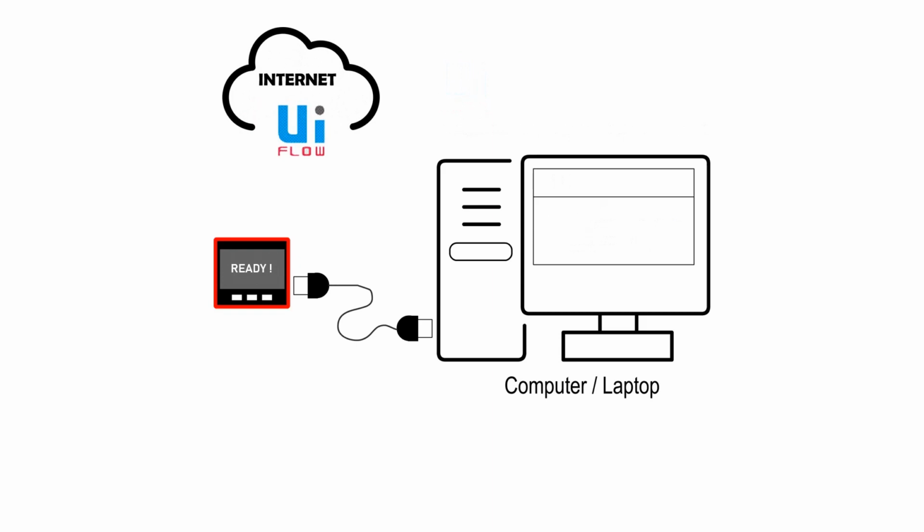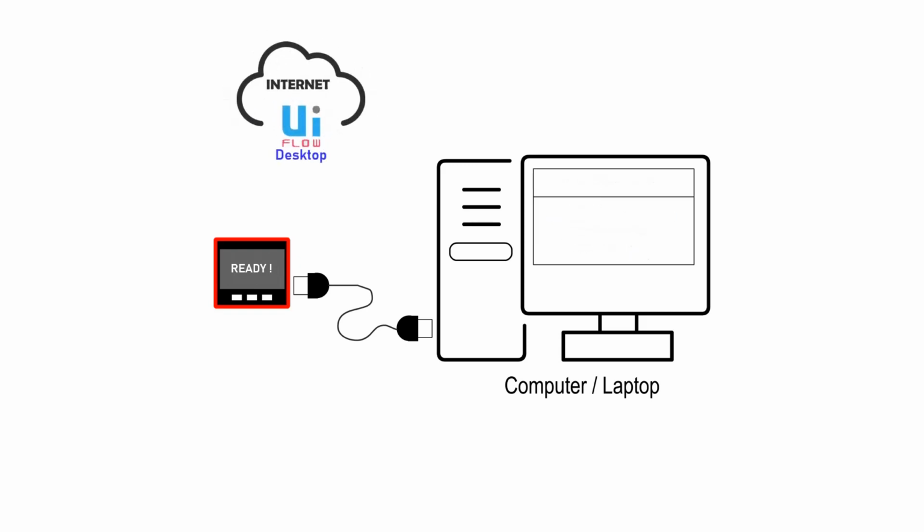There is a UI Flow web version. You use this version by launching a web browser on your computer. Enter the web address of the UI Flow web version. You now can use the UI Flow IDE as if it is installed on your computer. You can start typing your codes.